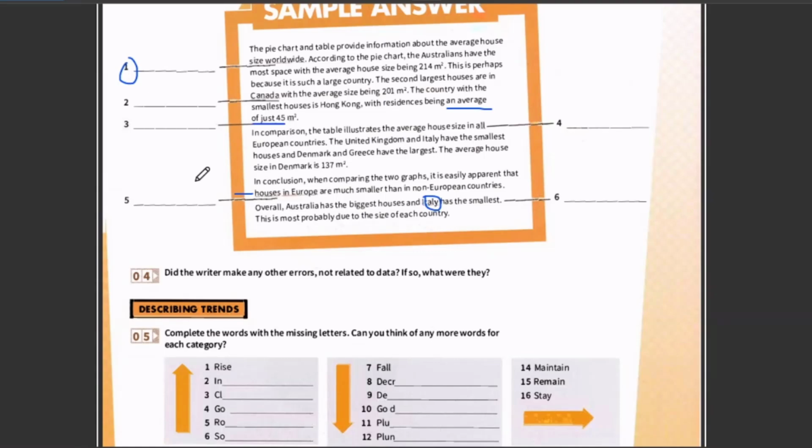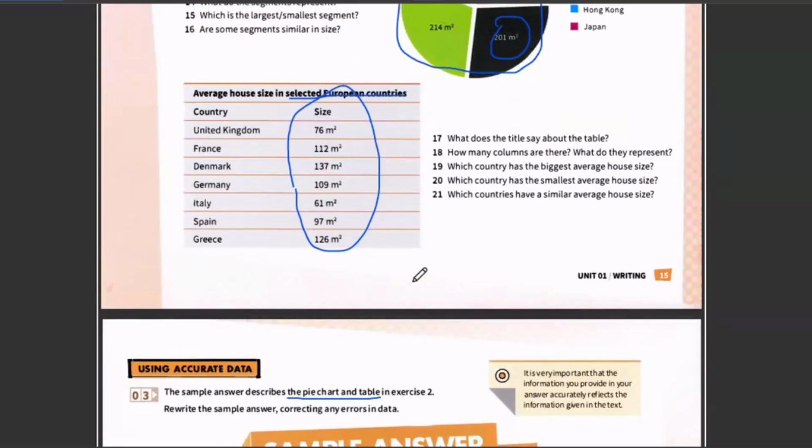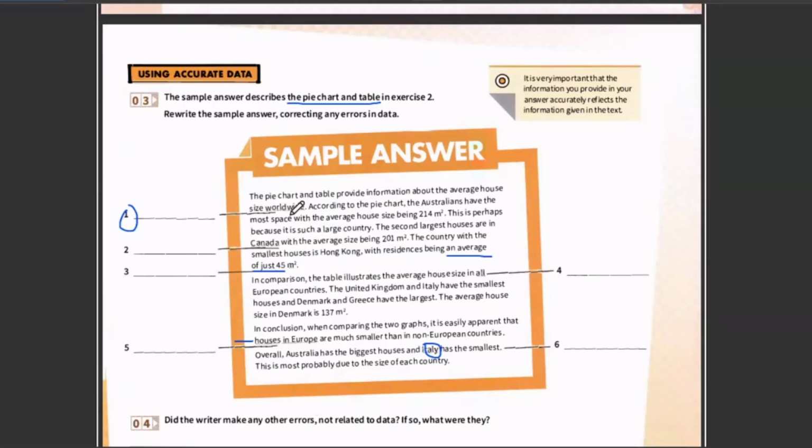In the second paragraph, in the second line, they said that the United Kingdom and Italy have the smallest houses, which is not true because Hong Kong and Italy have the smallest houses, not the United Kingdom. Okay, but you have to see that they are talking about the table in this paragraph. In comparison, the table illustrates the average size of European countries. So they are placing these facts according to the table only, not both of the diagrams. That is why this is correct, because according to the table, UK and Italy have the smallest houses and Denmark and Greece have the largest.